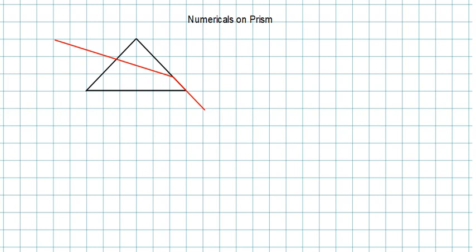If the prism angle is 60 degrees, find the refractive index of the material of the prism. Find N2. Take N1 equal to air. So this is the question. So how to solve it?